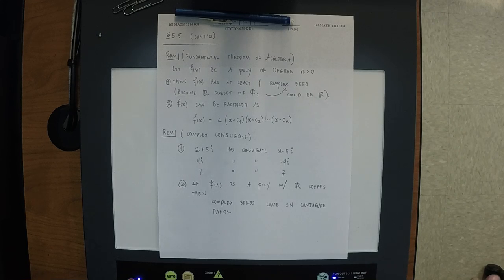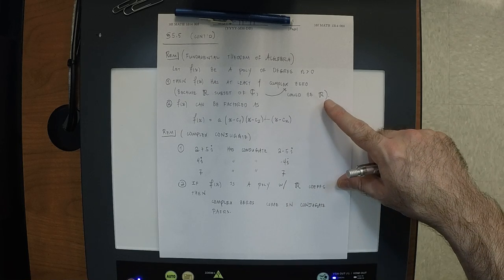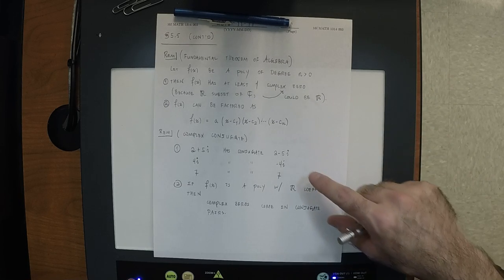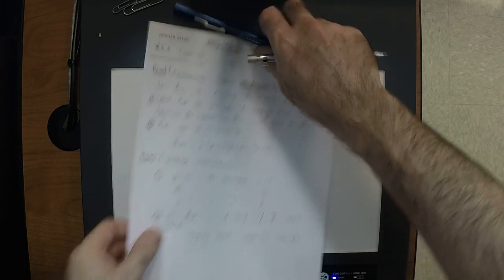So let's use this information now. So there's two pieces of information. A polynomial of degree n must factor into n factors, n degree 1 factors. And a polynomial with real coefficients, when a single complex root shows up, its complex conjugate must also show up. Okay.